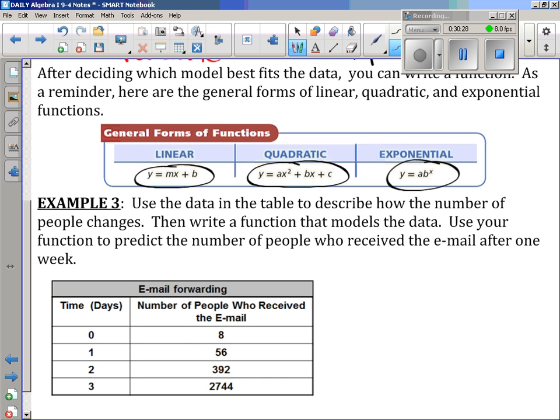So let's take a look at what they want us to do in example 3. It says use the data in the table to describe how the number of people changes. Then write a function that models the data. Use your function to predict the number of people who received the email after 1 week. All right, so let's look at the table.